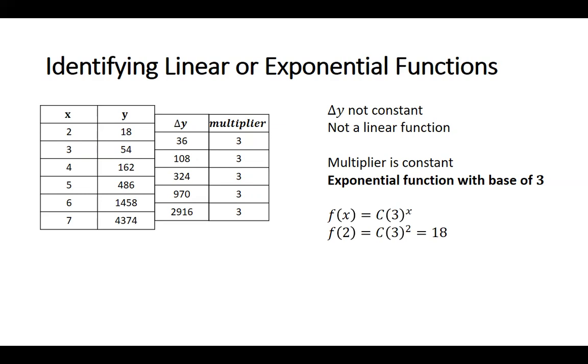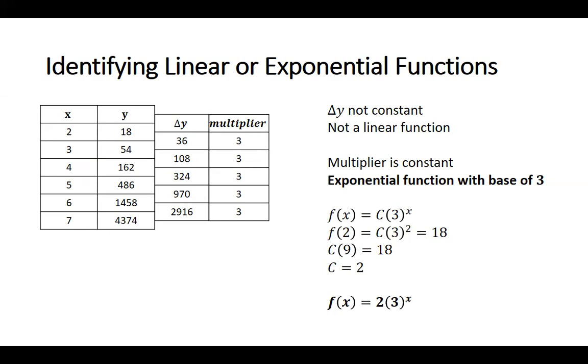Now that I have that, well, 3 squared is 9. So I've got c times 9 is equal to 18. Divide both sides by 9, and we get c is equal to 2. So now I have my constant term, and I can create my function, which is f of x is equal to 2 times 3 to the x. Remember, order of operations says the exponent comes first, then you multiply. So this is not the same as 6 to the x. It's 2 times 3 to the x. The 3 is raised to the x, and then it's multiplied by 2.